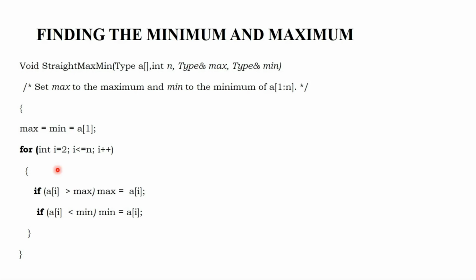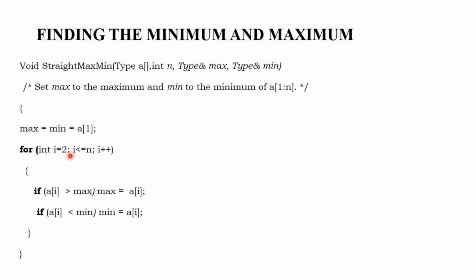So starting from the second element onwards until the last, we need to check every element and see which is larger. Given an input array of any data type of size n, we are going to have the max value of the element being stored in the variable max and minimum value stored in the variable min. Initially, we are going to have the first element as the maximum as well as minimum value. So we are going to initialize both max as well as min variables with the value of the first element in the array, that is a of 1.